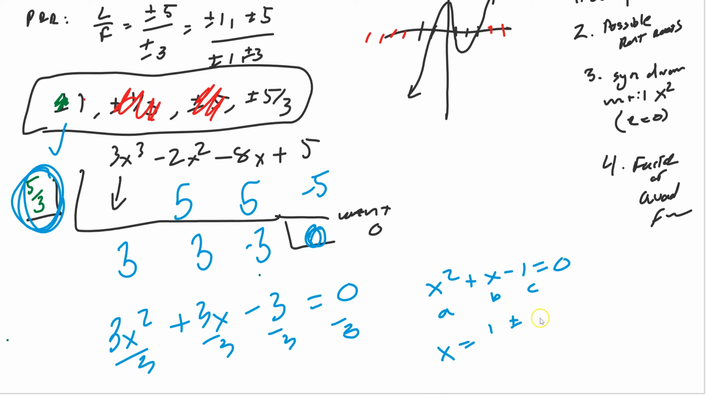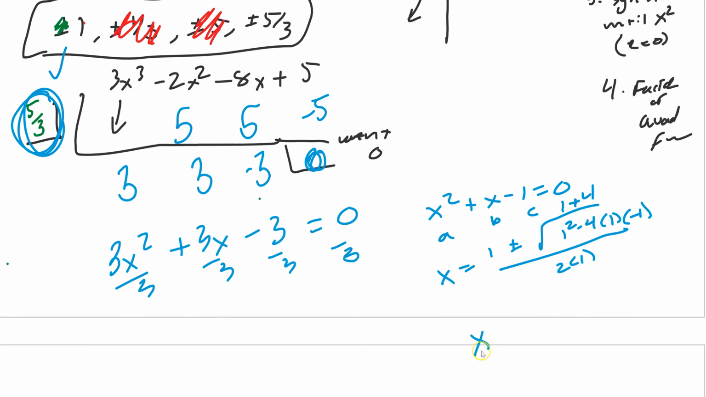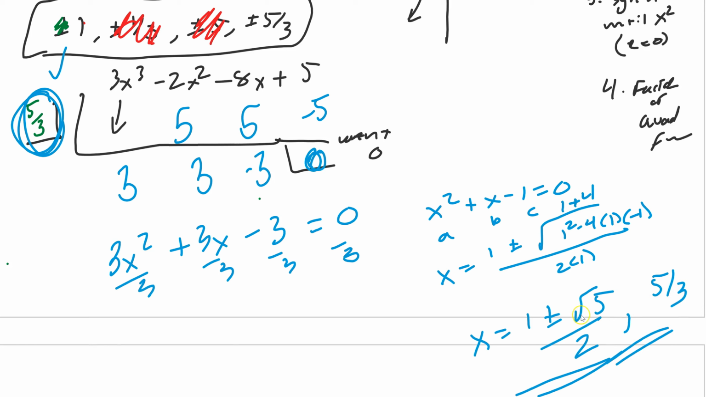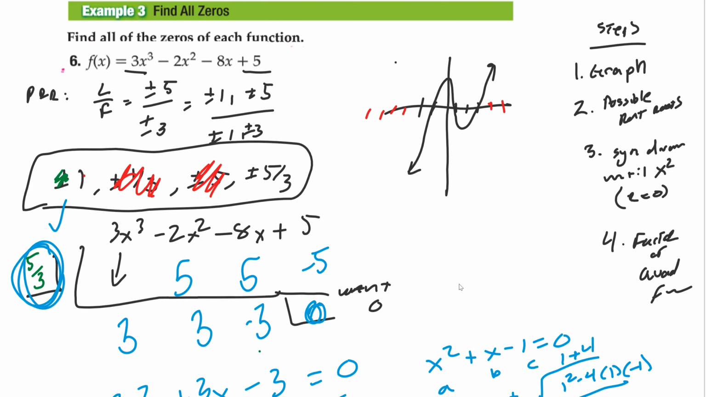x equals negative 1 plus or minus the square root of 1 squared minus 4 times 1 times -1, all over 2 times 1. This is 1 minus, minus 1, plus 4, double negatives. So I get x equals negative 1 plus or minus root 5 over 2. So those are my 2 solutions. All my 3 solutions are that and 5/3. Right here I have 2 irrational solutions. That's why they didn't come up with my rational root theorem, but I do have my rational root answer right there.